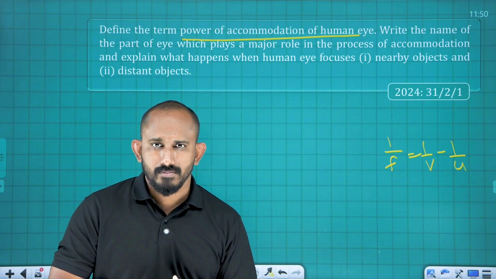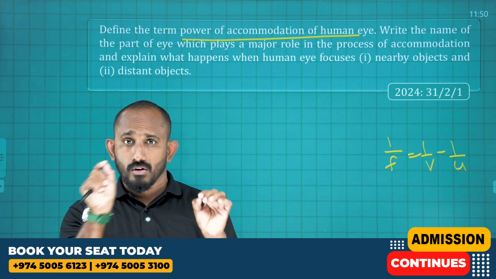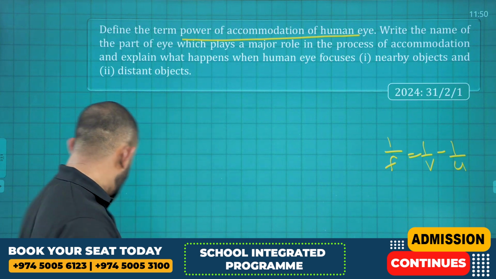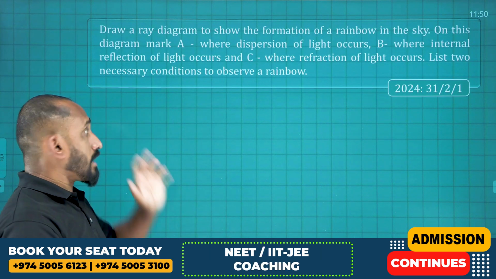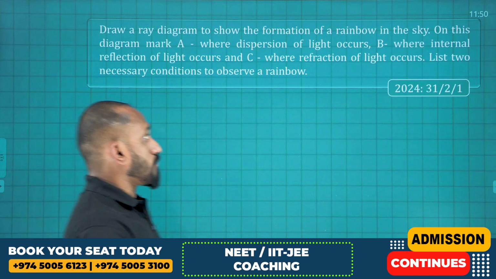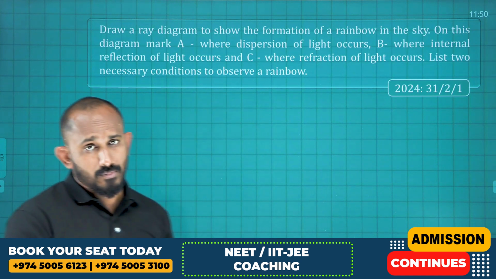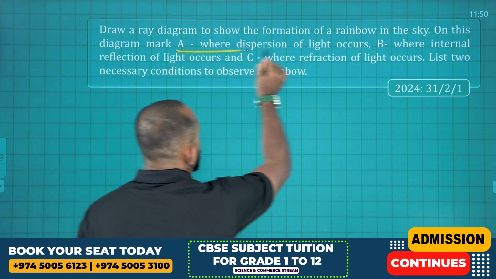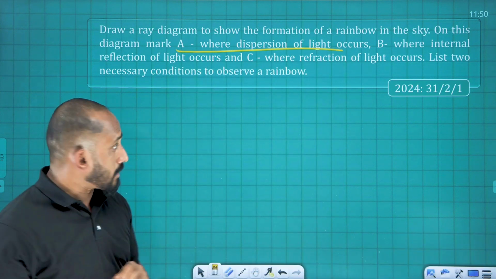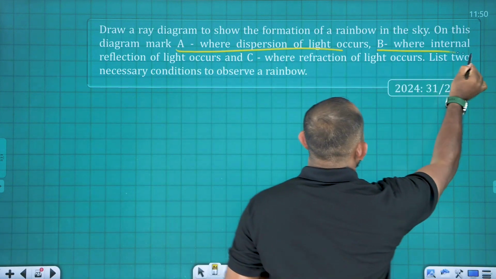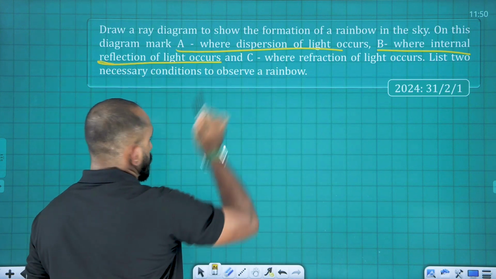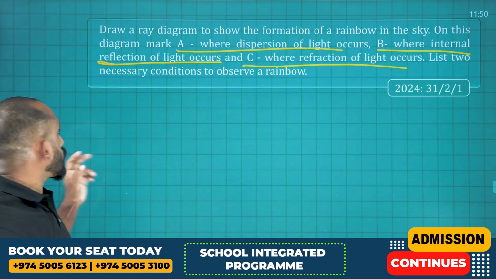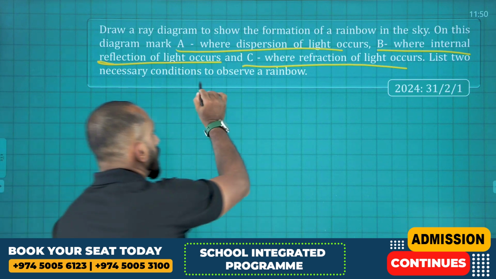Hope it is clear. Pause the video and make sure you are writing each keyword. Let's see the next question. Draw a ray diagram to show the formation of a rainbow in the sky. On this diagram, mark A, where the dispersion of light occurs, B, where the internal reflection of light occurs, and C, where the refraction of light occurs. List two necessary conditions to observe a rainbow.